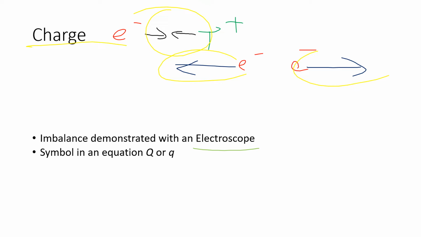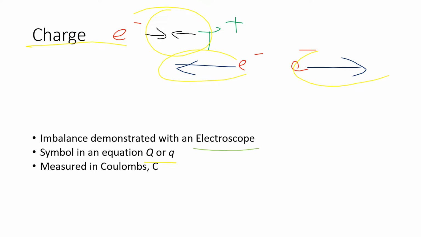Now, in an equation, the symbol for charge is Q, and there are no hard and fast rules for this, but I tend to use a large Q when I'm talking about a lot of charge, and a little q when I'm talking about a small static charge. Again, that's not really important at GCSE or year 9, but becomes important when we get onto A level.